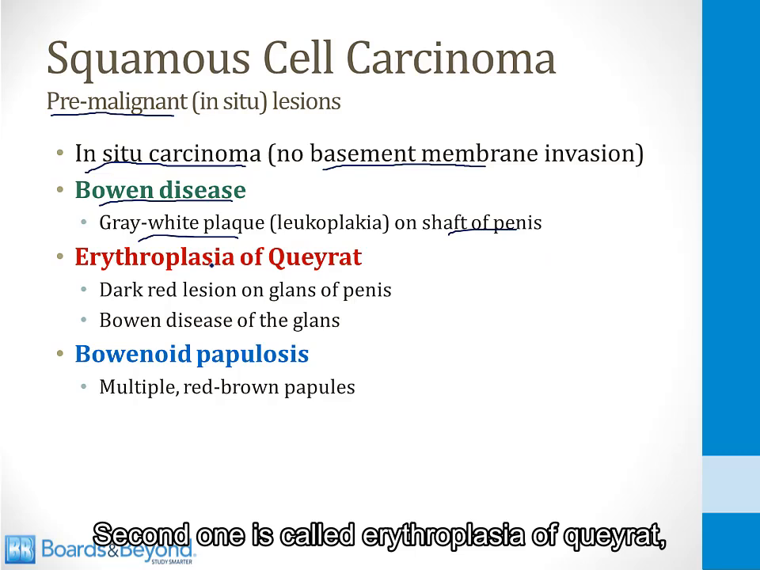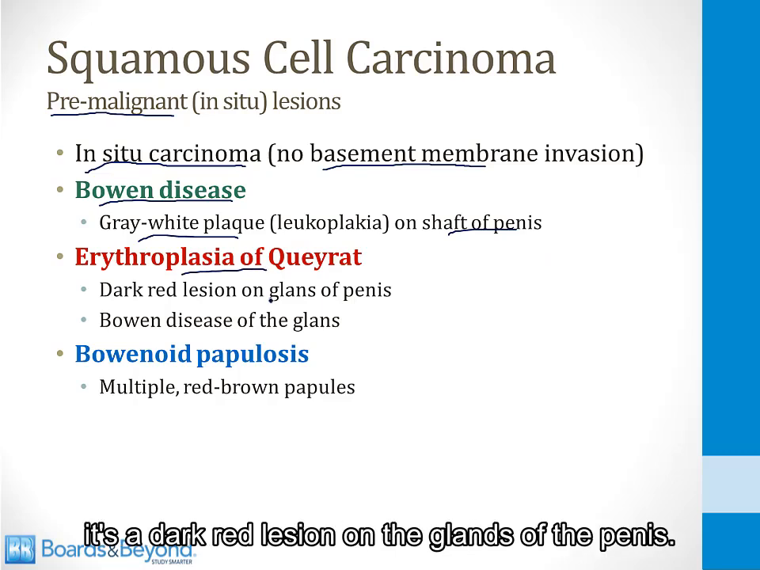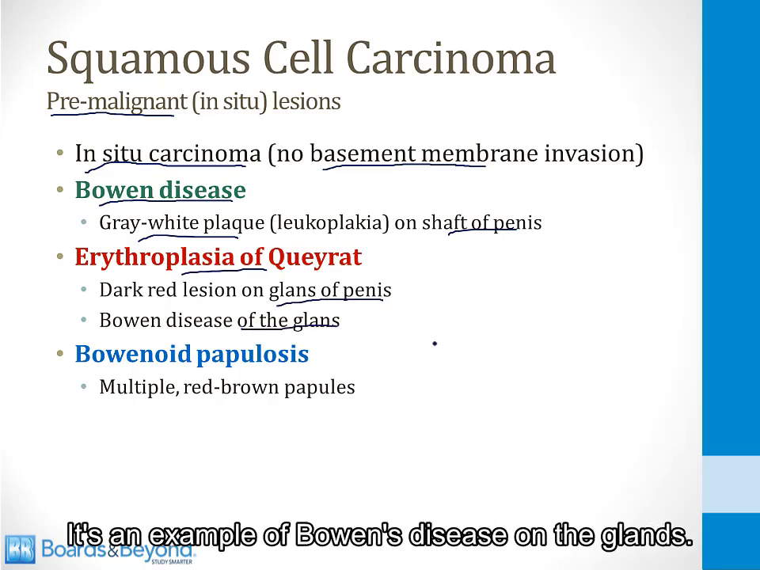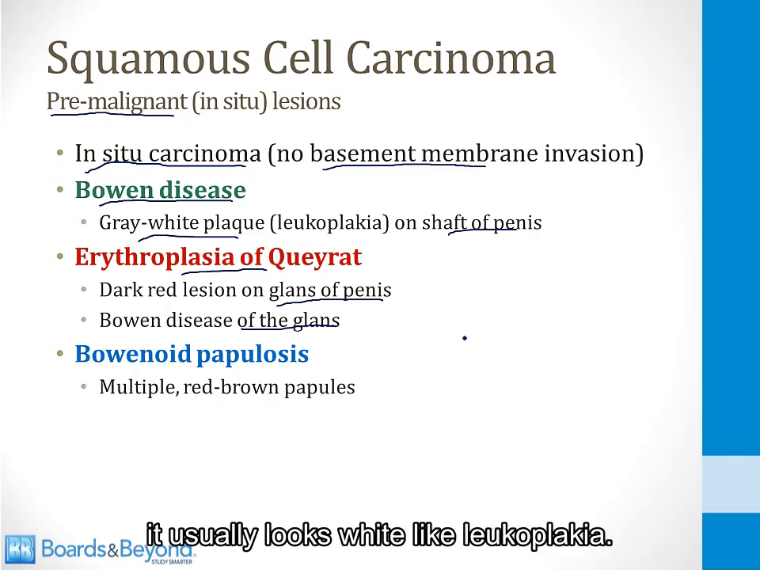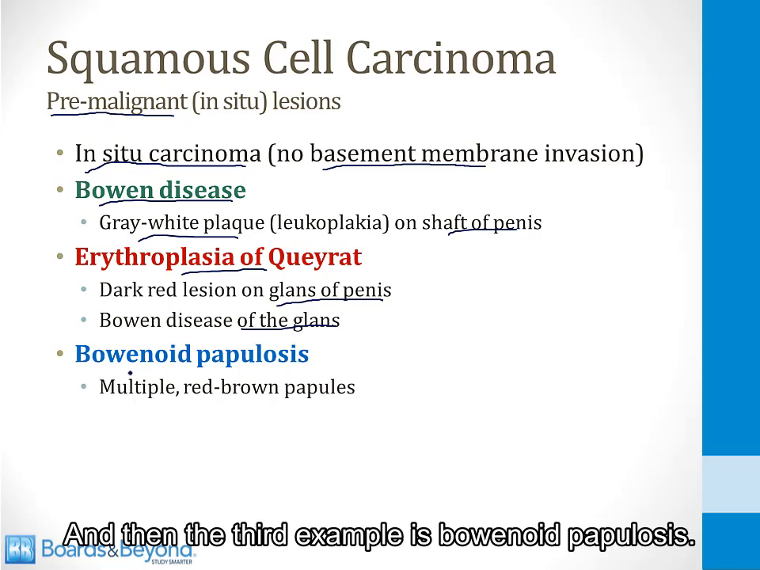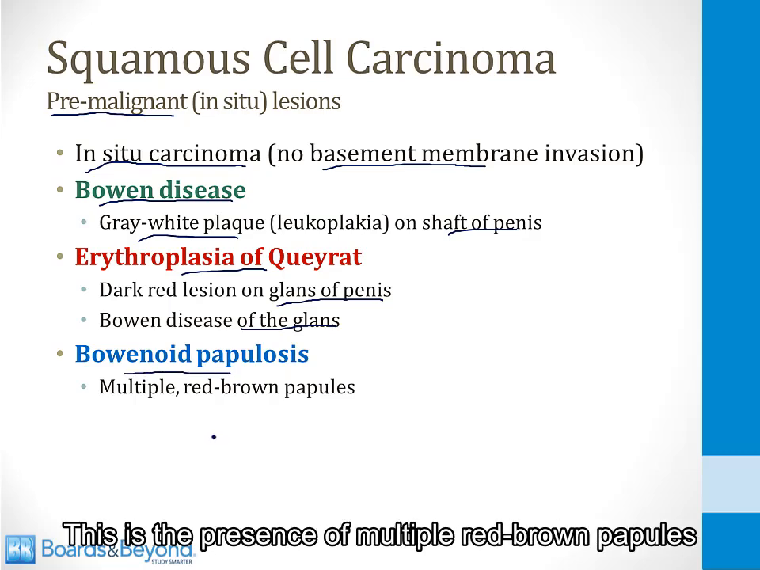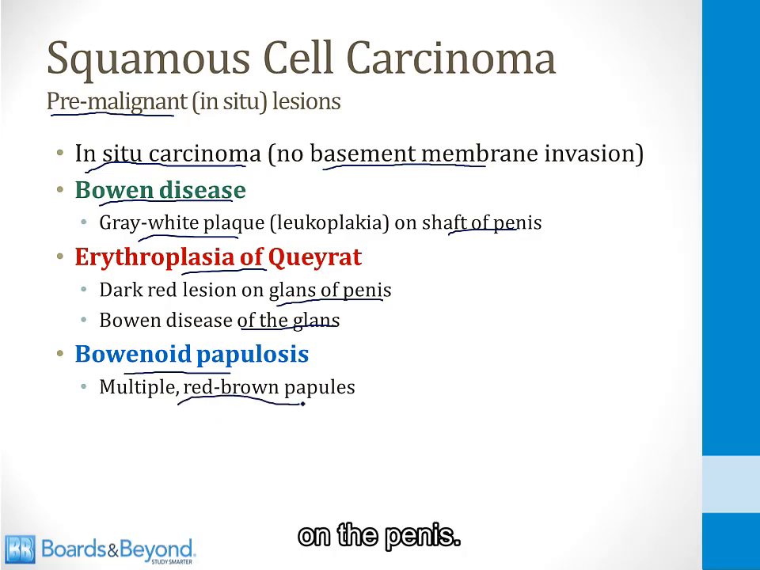The second one is called erythroplasia of Queyrat. It's a dark red lesion on the glans of the penis. It's an example of Bowen's disease on the glans. When it occurs on the glans, it looks dark red. When it occurs on the shaft, it usually looks white like leukoplakia. And then the third example is Bowenoid papulosis. This is the presence of multiple red-brown papules on the penis.